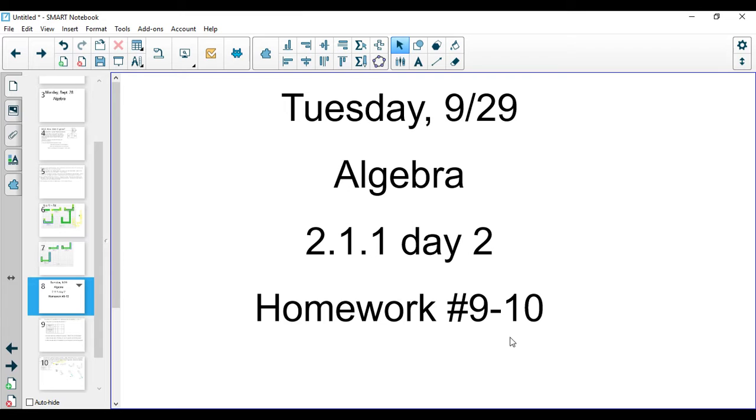Please write down that your homework tonight is going to be to finish off the review and preview problems, which is numbers 9 and 10.